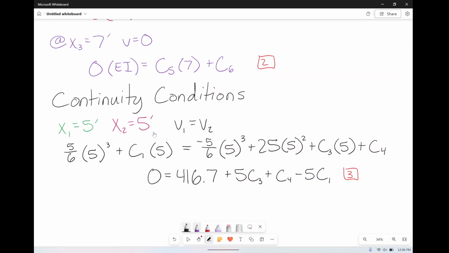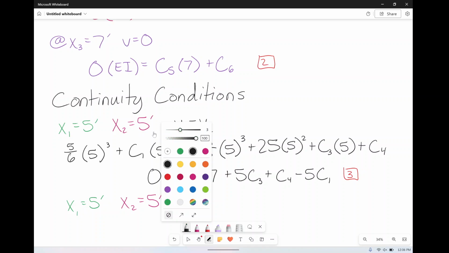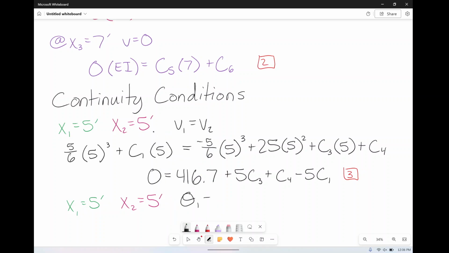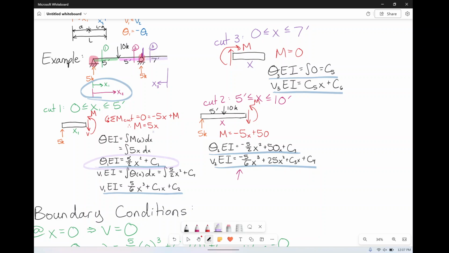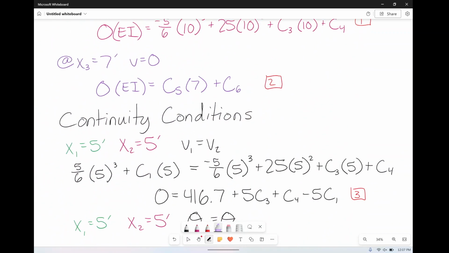Well, we also said that when our x1 is equal to 5 feet, and our x2 here is also equal to 5 feet, because they're going from the same direction, I'm also saying that slope 1 is equal to slope 2. So let's look at those equations, slope 1 and slope 2. Slope 1, nice, and slope 2, a little bit longer. But notice that there's only a C1 and a C3. That could help.